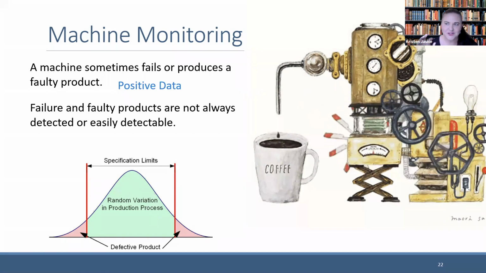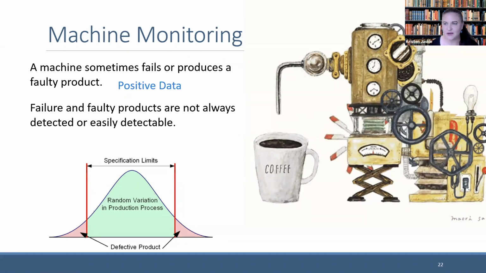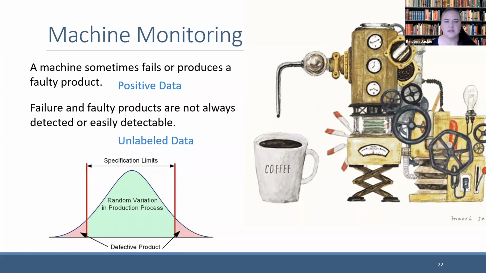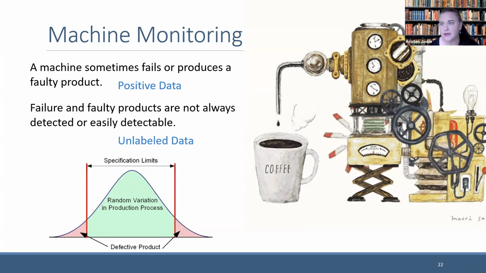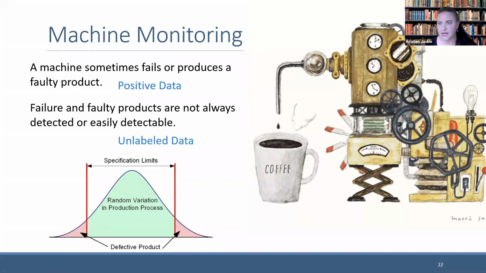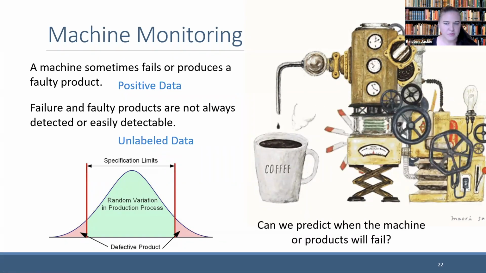But there still could be a fault even if we don't detect one. Again, we don't want to call that a negative. We want to say that that is an unknown or unlabeled, right? So this becomes, again, the positive unlabeled learning problem, because we don't want to bias our classifier by saying it's not faulty when it potentially could be. So this is another active area of research for positive unlabeled learning, and another one where it can become very useful for a tinyML scenario. Can we predict when the machine or the product will fail?